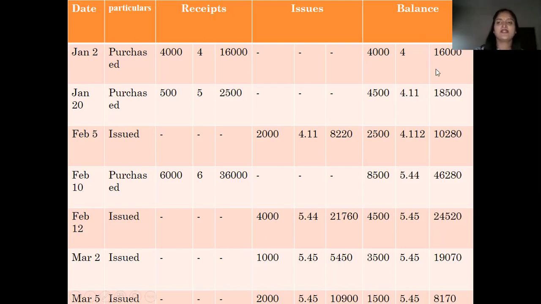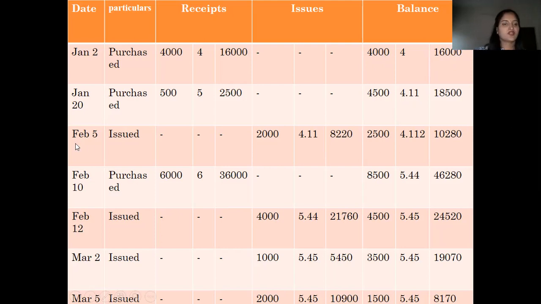Whatever the balance we have, with the help of the balance, the number of quantities we have should be added. With that we must divide this total, and then we get the cost per unit.